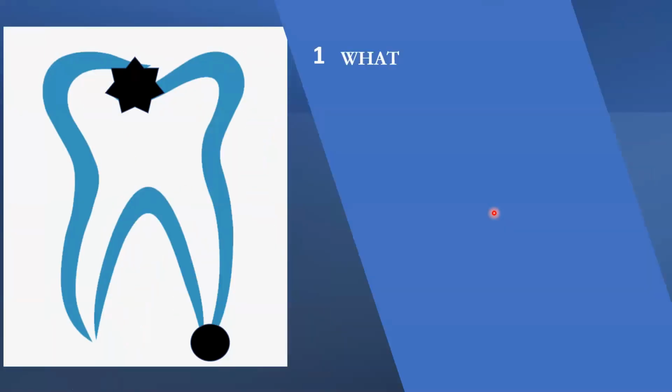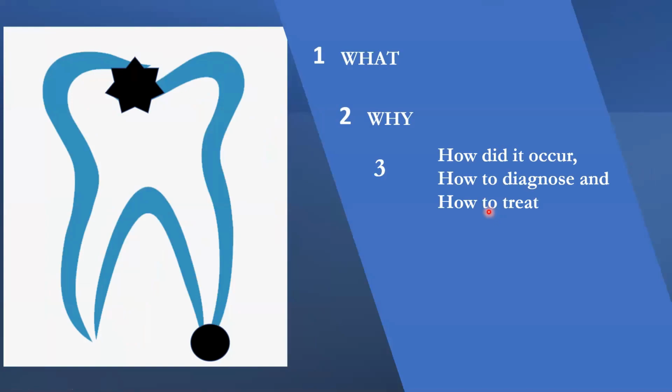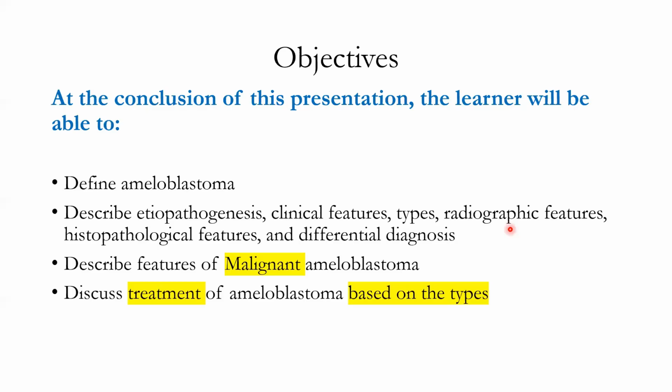So we follow the same format in every presentation. We start with what is the pathology, why do we need to study it, the three hows, that is how did it occur, how to diagnose by using your investigating tools like radiography and histopathology, and how to treat, especially in this case. Ameloblastoma is quite an aggressive tumor, and there are different types, so based on the type the treatment differs, followed by a summary of whatever we studied for the day. And of course, at the end, we will be discussing a multiple choice question and discussing the tips and tricks of how to answer it.